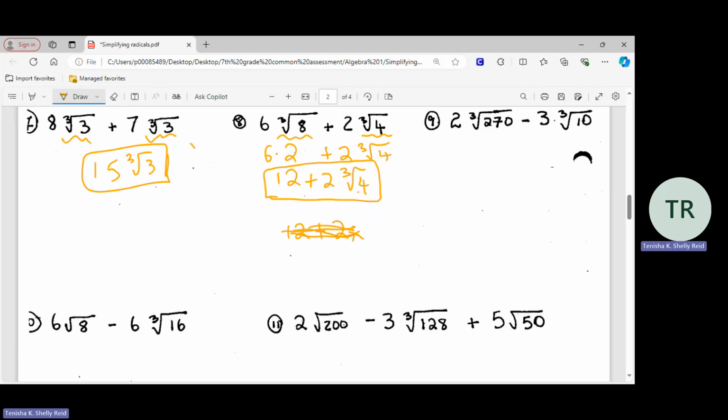Right. Then on number 9, we have 2 cubed root of 270 minus 3 cubed root of 10. I know this can't be simplified, but maybe this portion can, and it indeed can. It can be broken into 2 cubed root of 27 and the cubed root of 10 minus 3 cubed root of 10. And so the cubed root of 27 is a number. It's 3. We have 2 times 3 times the cubed root of 10 minus 3 times the cubed root of 10. Well, 2 times 3 is 6. Oh, no.